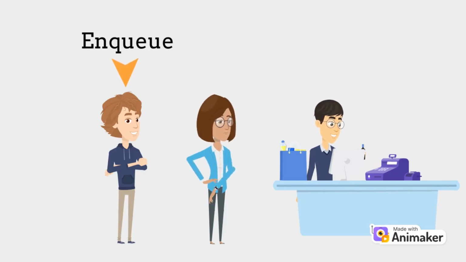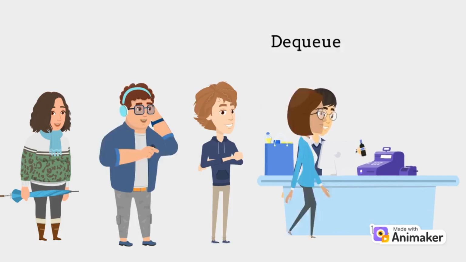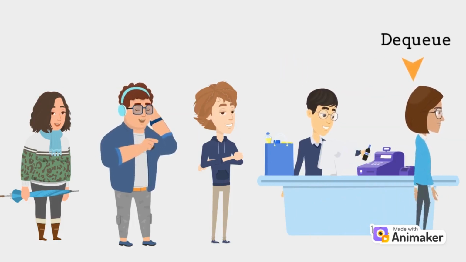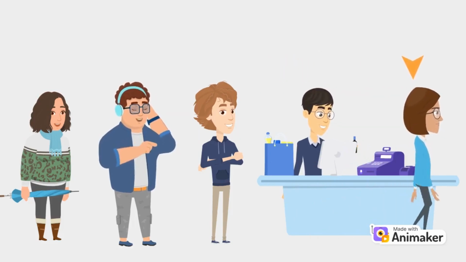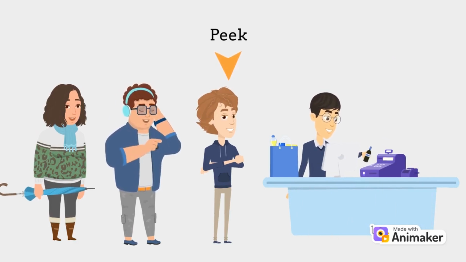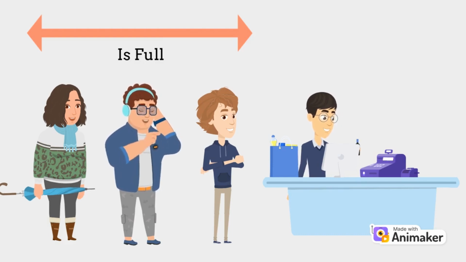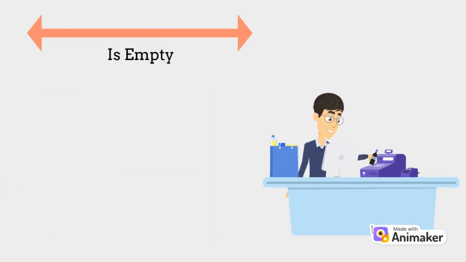Enqueue is adding an element to the queue from the rear side of the queue. Dequeue is removing an element from the front of the queue. Peek is checking the front element of the queue without removing it. isFull is checking if the queue is full. isEmpty is where we check if the queue is empty.